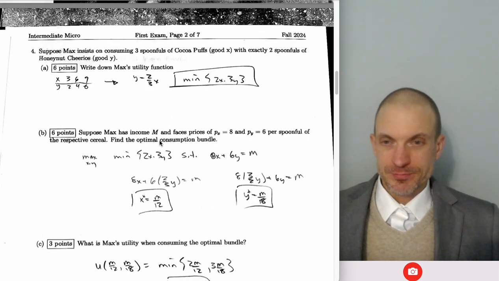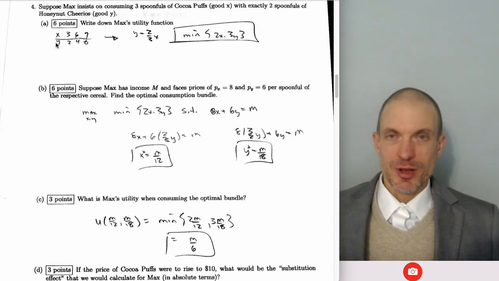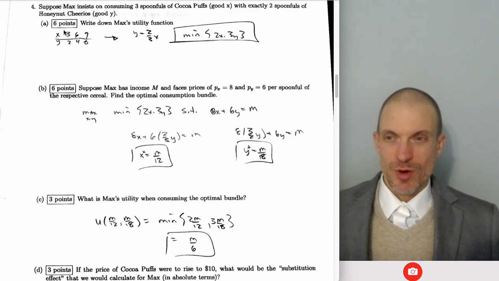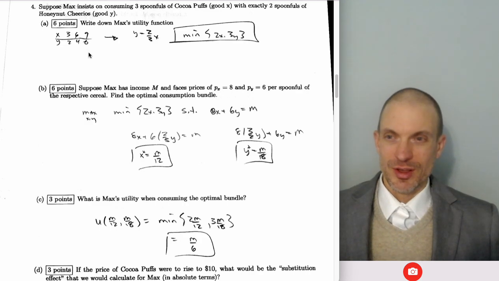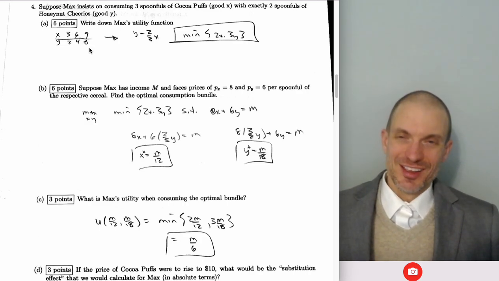Question number 4. Max insists on consuming 3 spoonfuls of Cocoa Puffs, good X, with exactly 2 spoonfuls of Honey Nut Cheerios, good Y. Write down Max's utility function. All right, so what I'm going to do is get a list of the acceptable bundles. I'm going to start with the one that we know they're going to like. That's this one, 3 with 2. So this is good X, this is good Y. We know for sure they're going to want the bundle with 3 Cocoa Puffs and 2 Honey Nut Cheerios. Good. And then what if we go 6 and 4, 9 and 6? So this will all work.